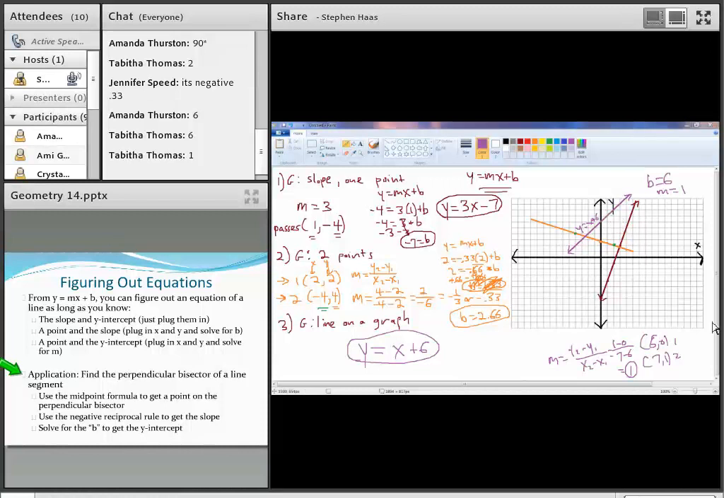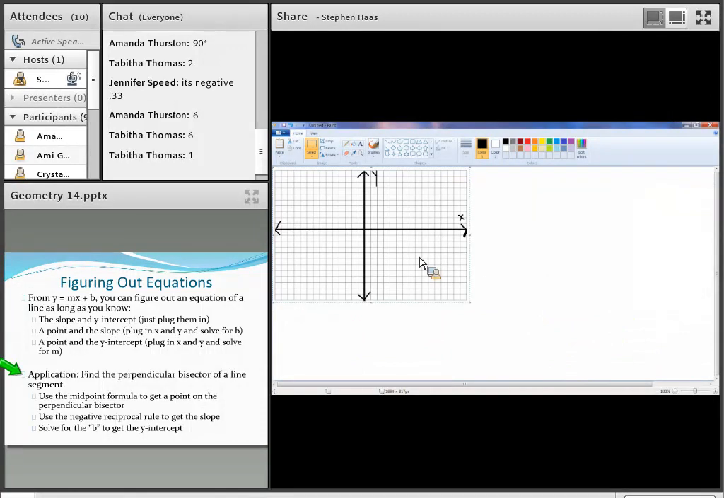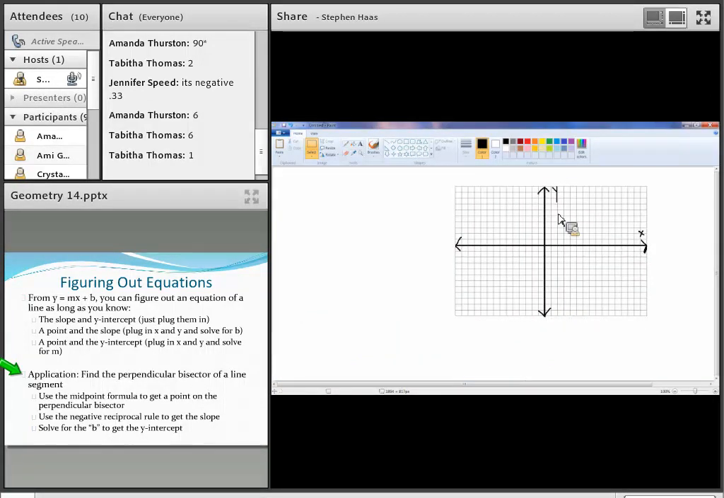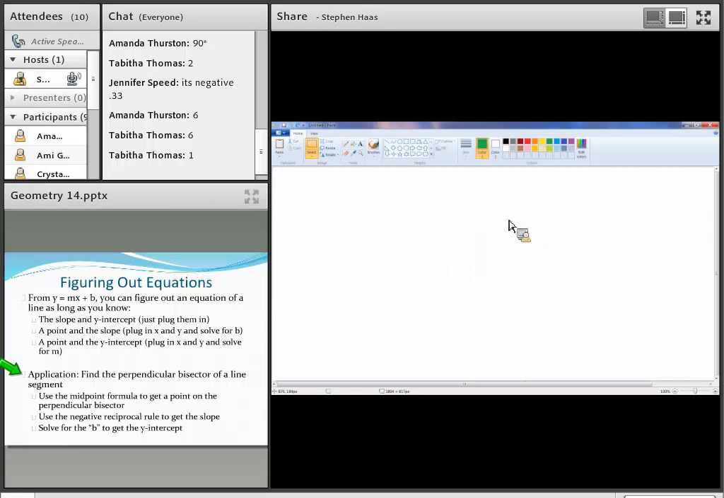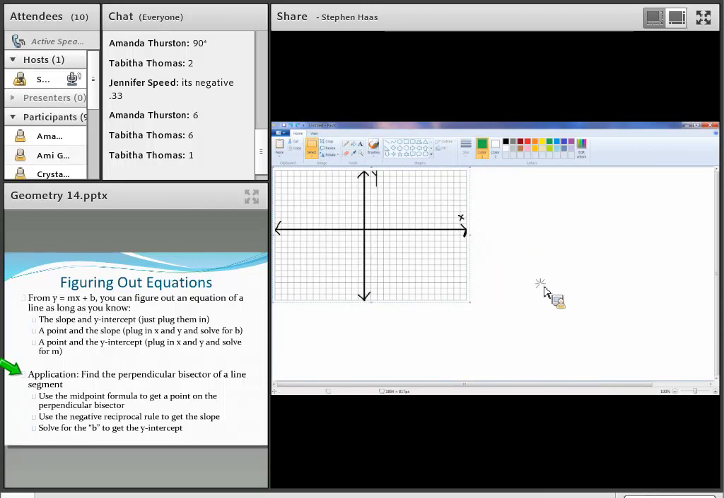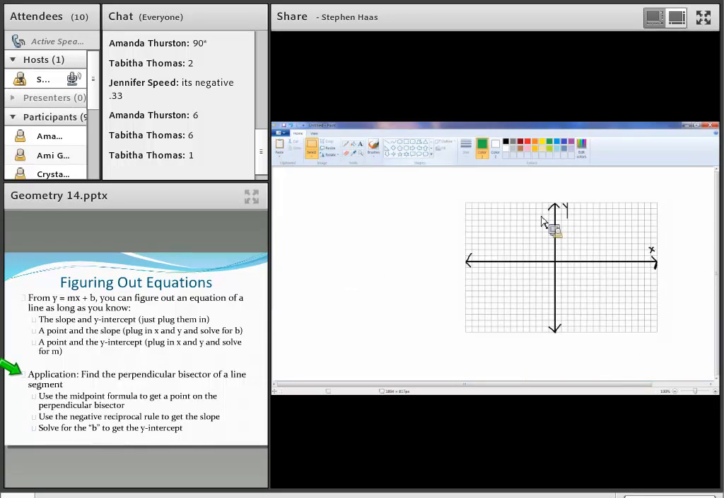Perpendicular bisector of a line. Again, bisector just means that each one is half. Now let's find the perpendicular bisector of this line. That's a good application question. I'm going to draw a line, and then I would like us to figure out the perpendicular bisector of that line, the line that happens to be the perpendicular bisector of that line.